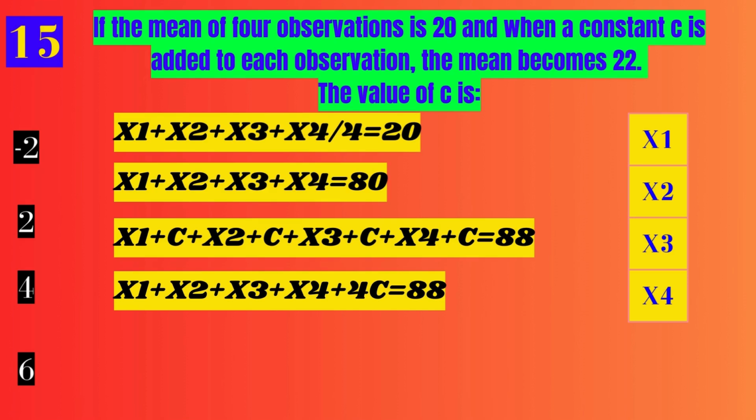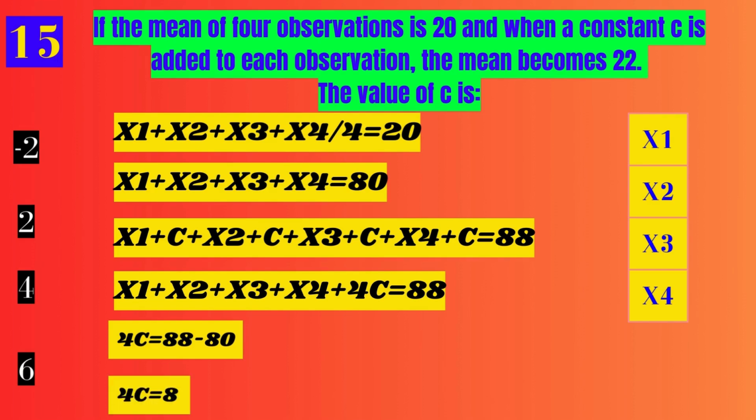Subtract the original sum from this equation. 4c equals 88 minus 80. 4c equals 8. Divide by 4. c equals 2. So, the value of c is 2.